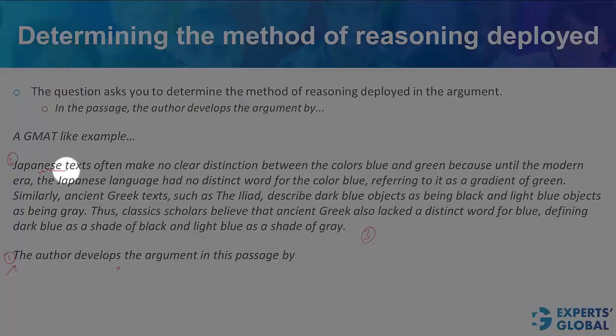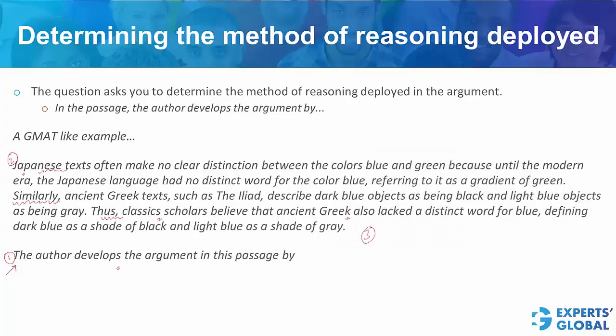See, the author talks about Japanese text here, and then this is the key word here, similarly. And then the third part is the conclusion, thus something. So on the basis of Japanese texts, something has been concluded about the Greek texts. So how has the author developed his argument? He has done so by showing similarity with something else. So the buzzword or buzz phrase that we require in the correct answer choice is something on the lines of showing similarity or drawing an analogy.